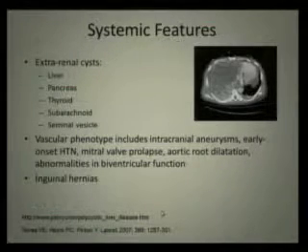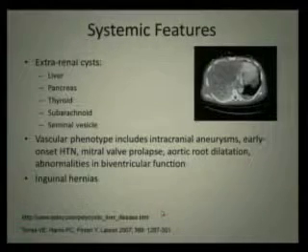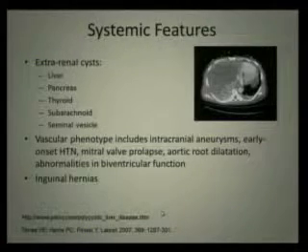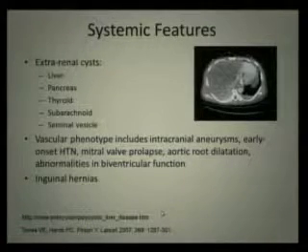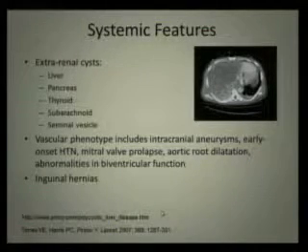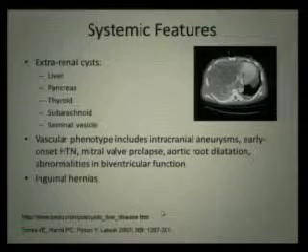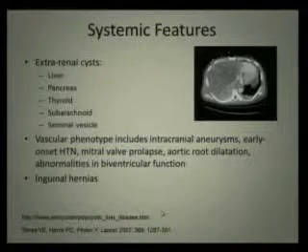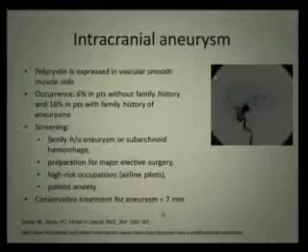So the extrarenal manifestations you can have include liver cysts, pancreatic cysts, thyroid cysts, subarachnoid, and seminal vesicle cysts, and this is showing someone with polycystic liver disease with just a tremendous amount of cysts in the liver, okay? There's a vascular phenotype that will cause a person to get intracranial aneurysms. They may have early onset hypertension, mitral valve prolapse, aortic root dilatation, or abnormalities in biventricular function. And also they tend to get inguinal hernias more than the normal population.